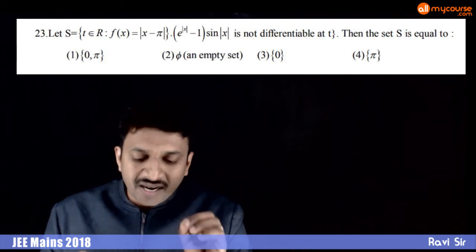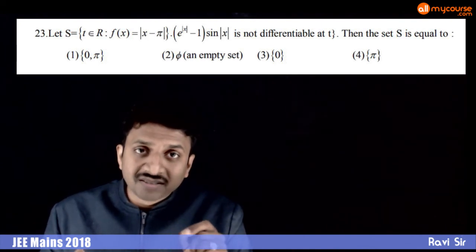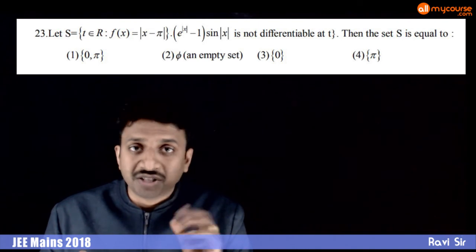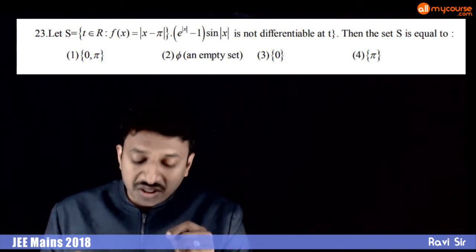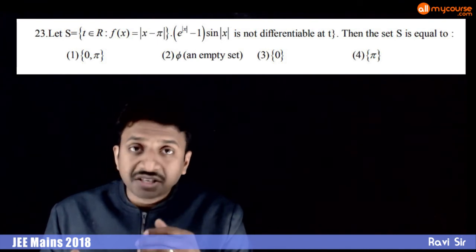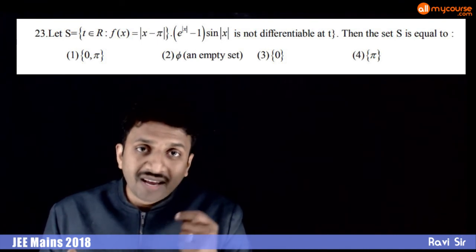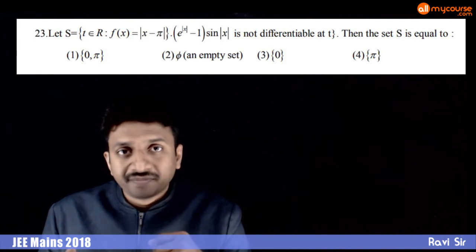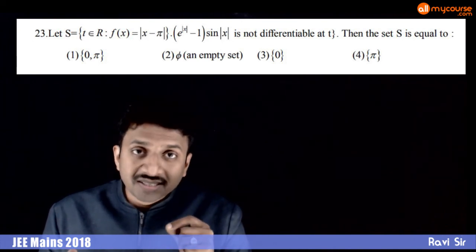You just need to find at how many values of x this function is not differentiable. The answer to this question is the set containing 0 and pi. So this function will not be differentiable at 0 and pi. So the answer is the set {0, pi}.